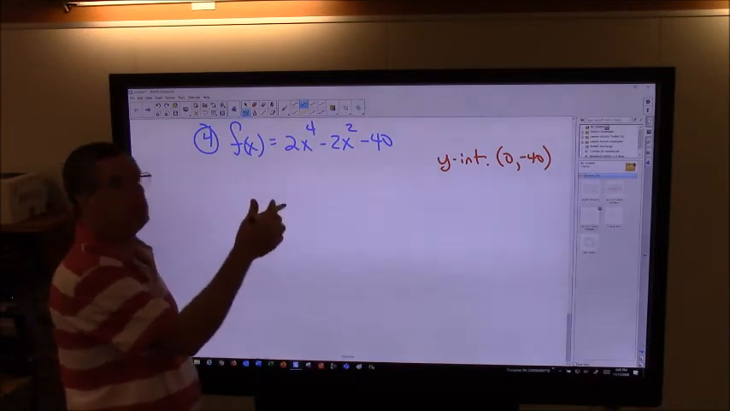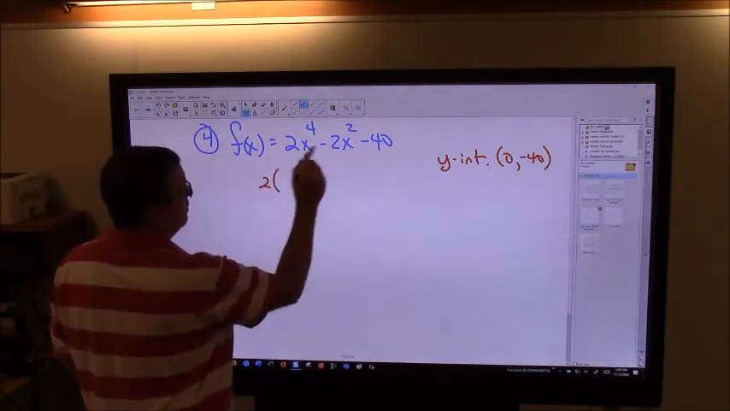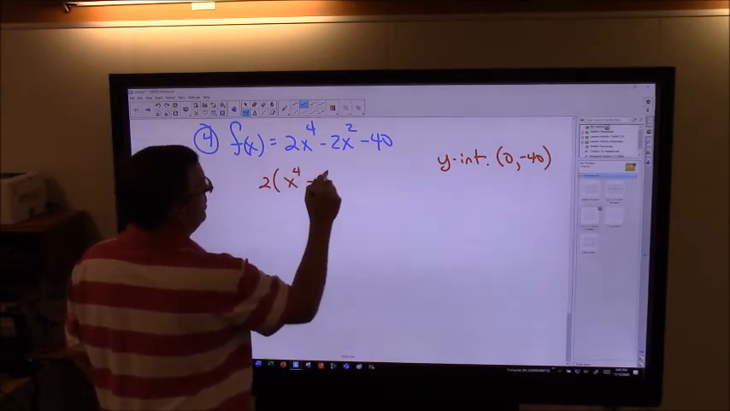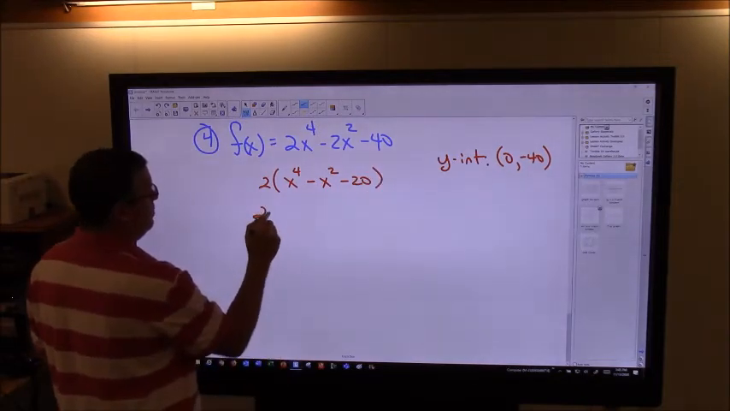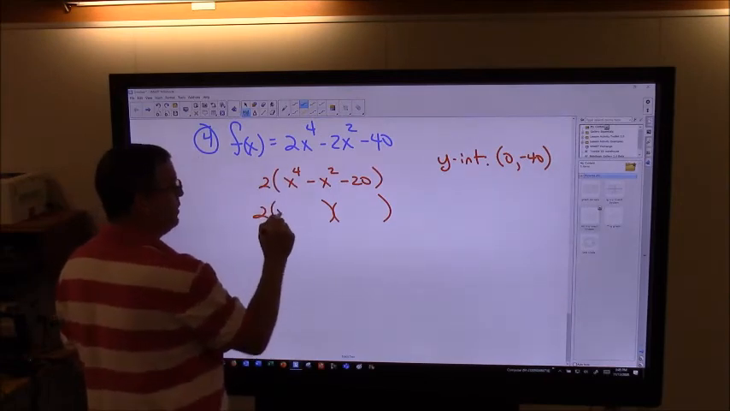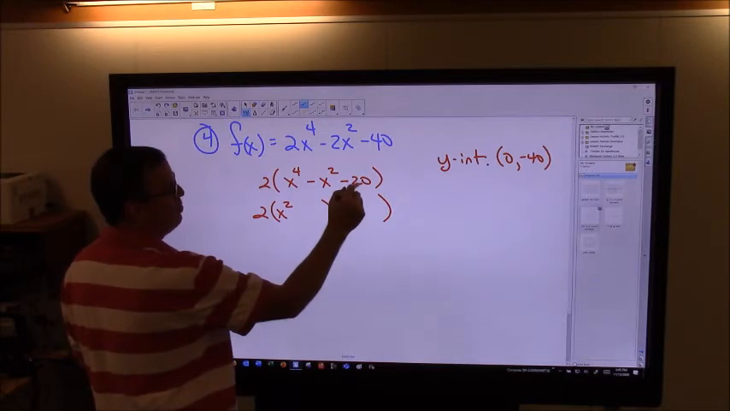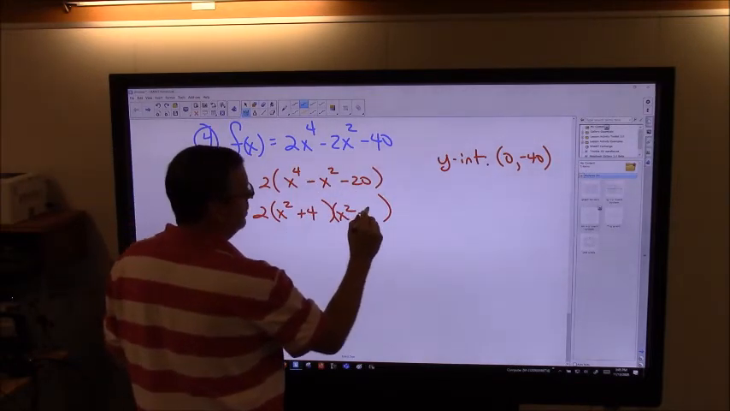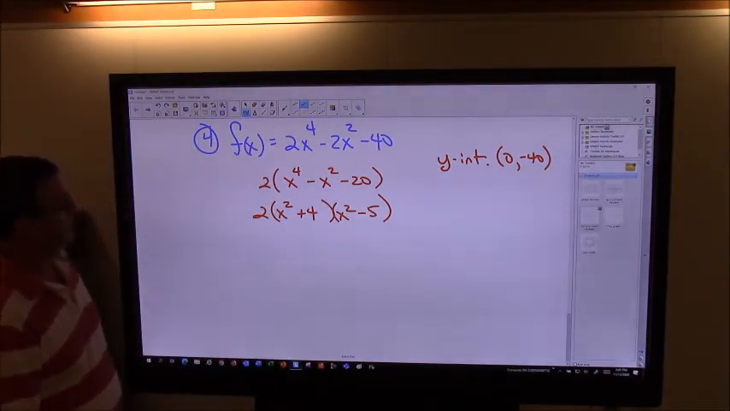Okay, now I'm going to find the zeros. So I want to factor this. First thing I'm going to do is factor out a 2 just so that the numbers are a little bit easier to work with. And then I'm going to do this. So that would be x squared times x squared. Two numbers you multiply to get negative 20 and subtract to get negative 1. Sounds like 4 and negative 5.